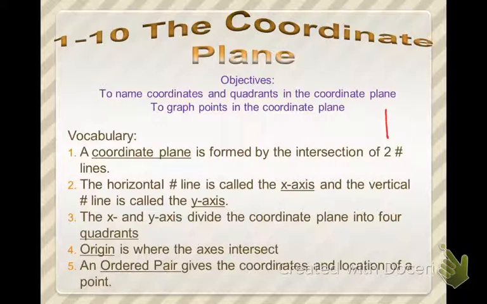is formed by the intersection of two number lines. And here's what it kind of looks like. They're lines, and they look like that. Now the horizontal line is called the x-axis. That's your x. And the y-axis is your vertical line. That's this one, your y.